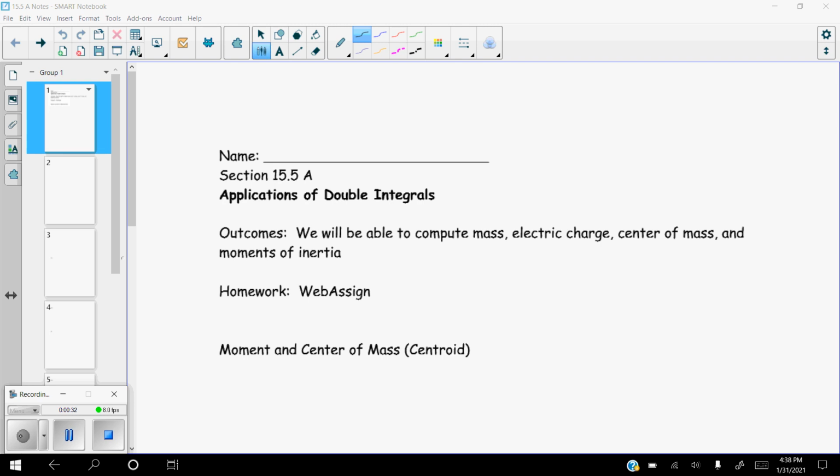So the first thing we're going to talk about is how to compute mass, electric charge, center of mass, and something called moments of inertia. And we're going to talk about the concepts of these things again in algebraic terms first, and then we're going to get into the calculus of it. So let's go ahead and jump right into what some of this stuff is.